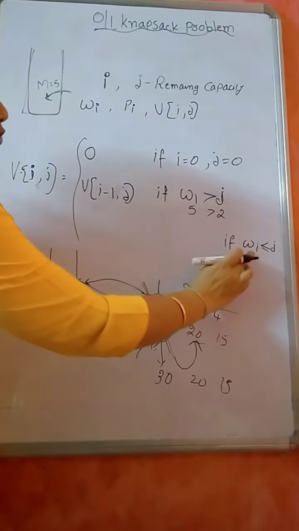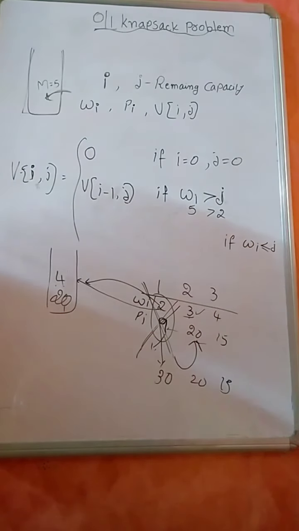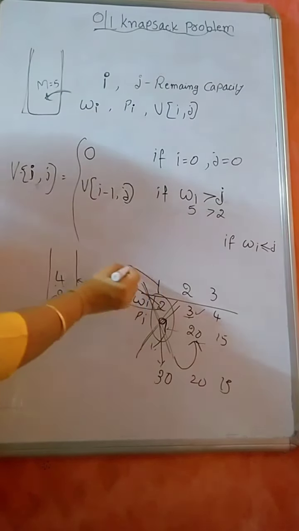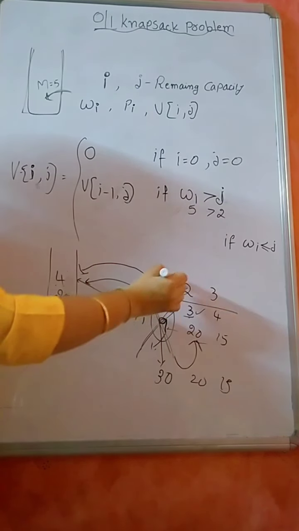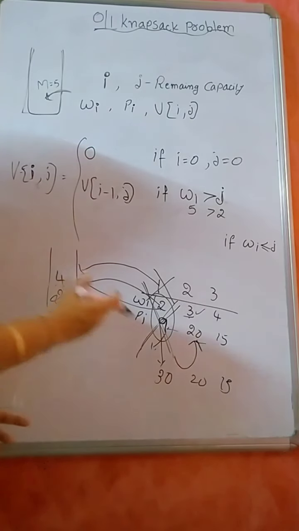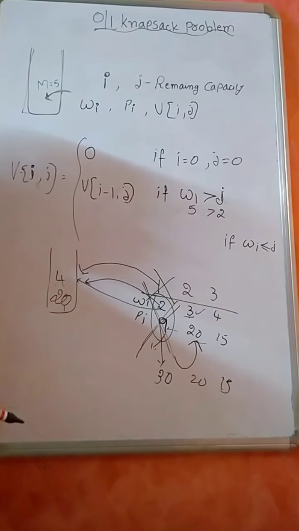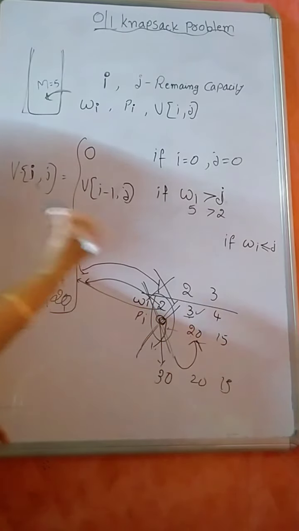So when the weight of the ith object is less than or equal to J, the remaining capacity, there are two options. What are they? Either you may select the object or you may reject the object. So what do I have to do now? Whichever is giving me the maximum profit. If selecting the object is giving me the maximum profit, select it. Or if rejecting the object gives you the better profit, then reject that one. If the next object has a maximum profit, you select that one. Why go for this one where the profit is only 9, when here the profit is 20?